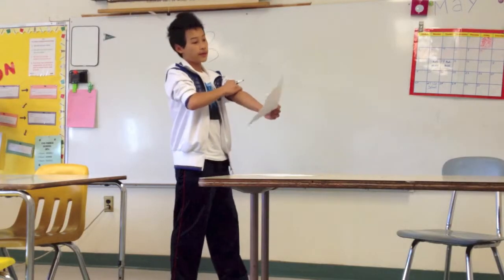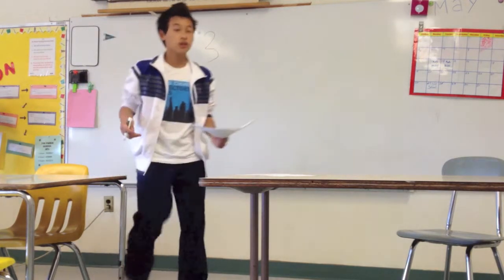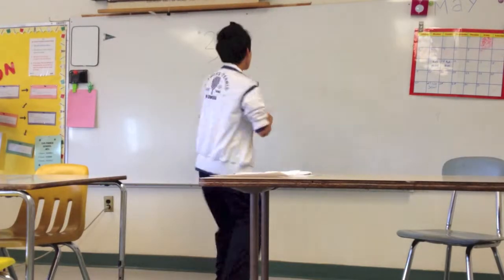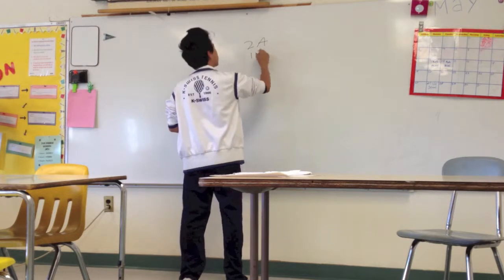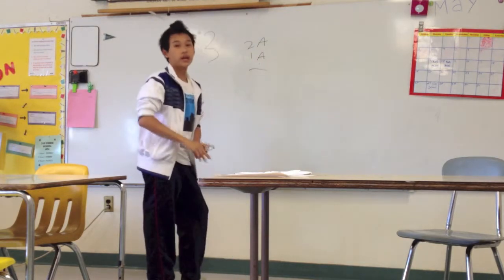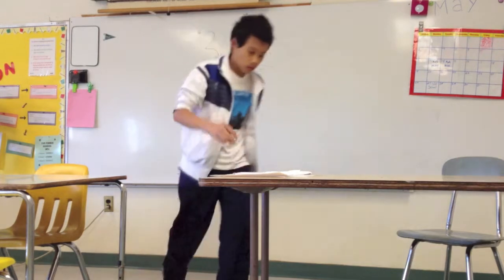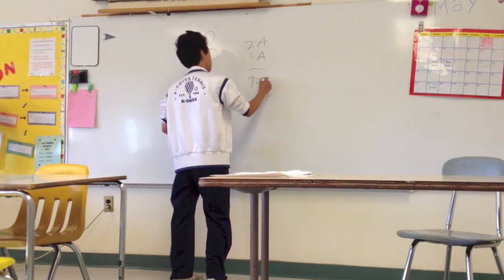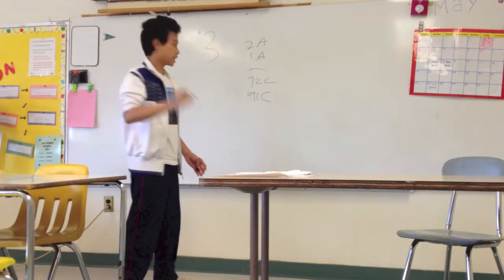I found out that each letter has its own pattern within making the numbers. So the pattern for A would be 2 A's, then 1 A, then a blank space. And for C, it would be 9 of 2 C's, 9 of 1 C, and then 9 spaces.